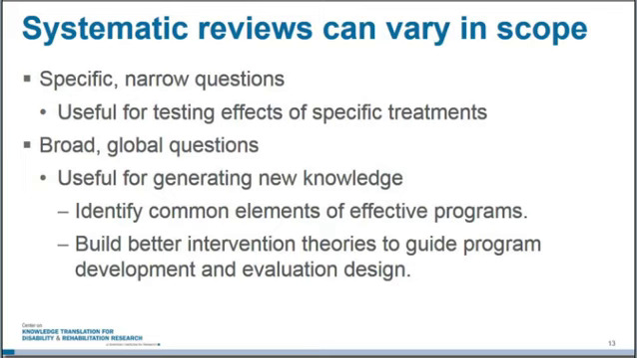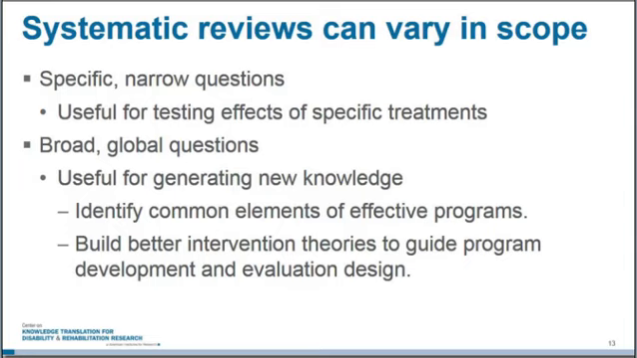Okay. So systematic review questions can also vary in their scope. We might have very specific, narrow questions that are useful for testing the effects of specific treatments, or we might have broad, global questions useful for generating new knowledge. So, for example, identifying common elements of effective programs or building better intervention theories to guide program development and evaluation design.